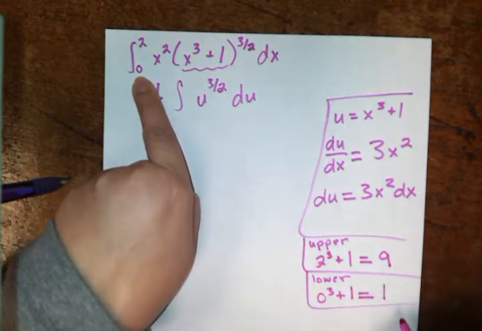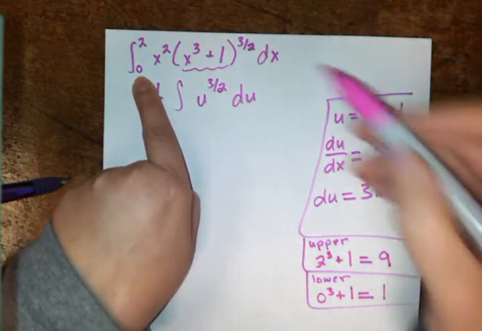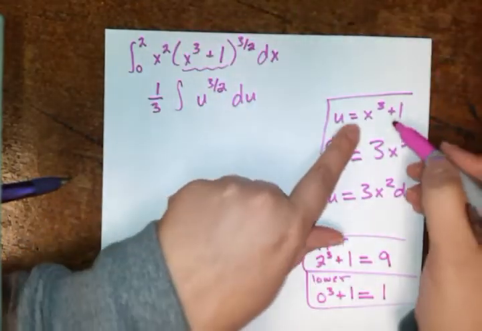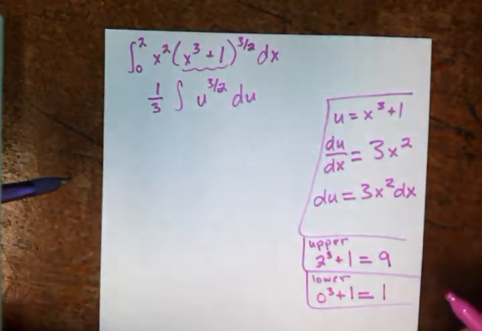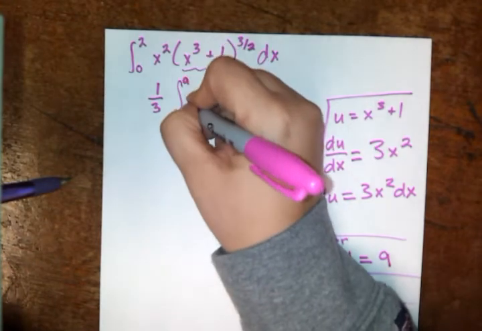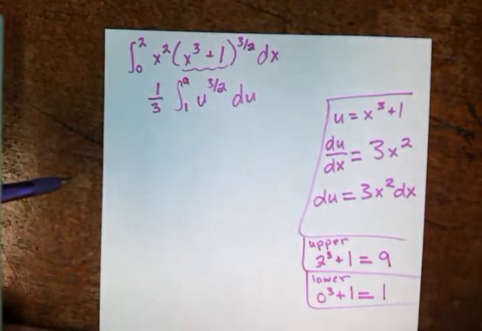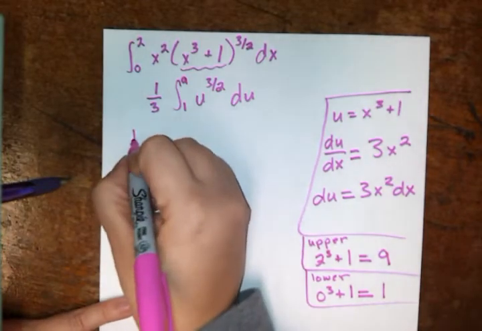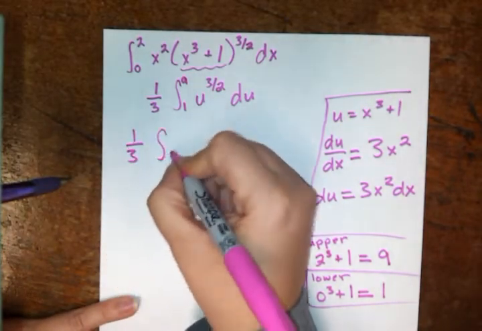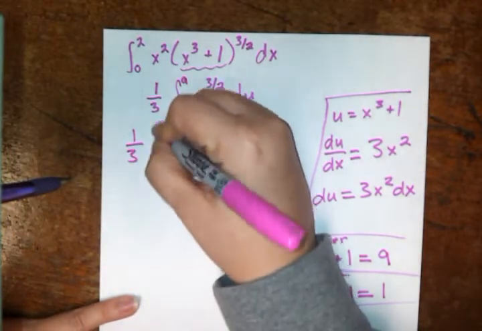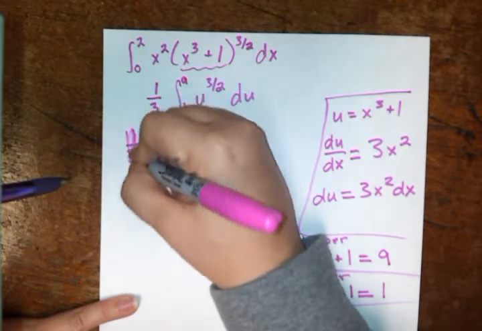Okay? So you have to plug in the bounds that they gave you into your u to figure out what your new bounds are, and I'll just go ahead and write those in there. So there they are, and now we just solve as usual. So that's 1/3 times the integral, oh, well, I don't need to rewrite that, I'm sorry. Scratch that.